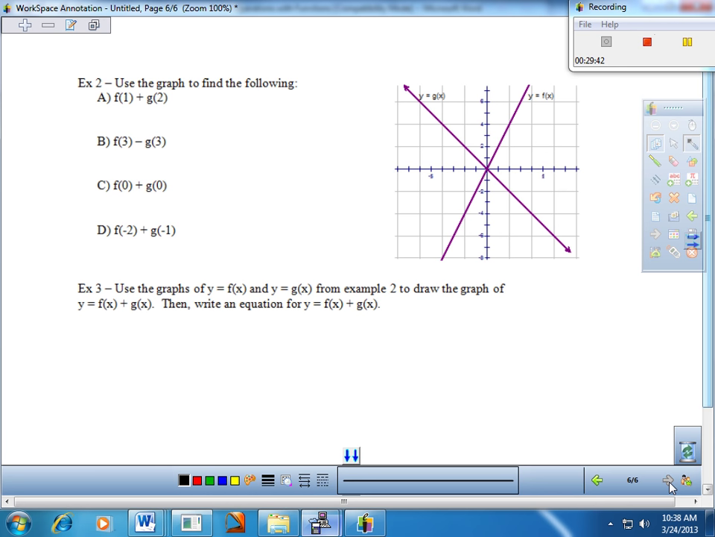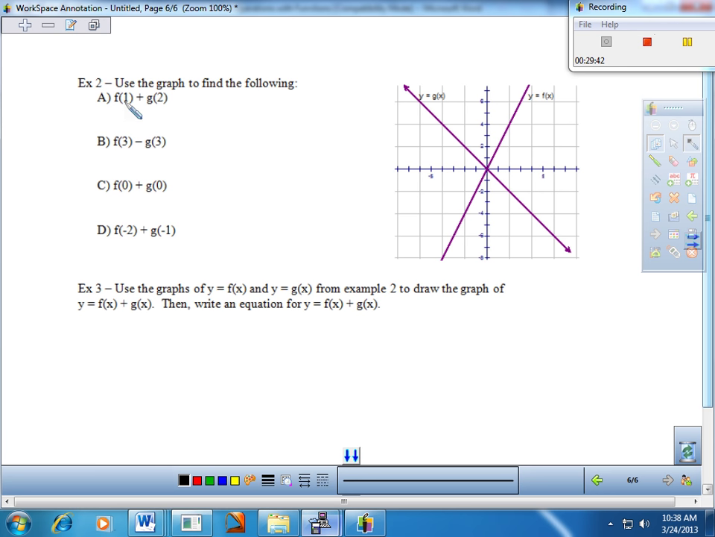So here we go, example 2, use the graph to find the following. So f of 1 plus g of 2. So I'm going to take a couple values and add them together. Not much of a huge issue. Let's just make sure we understand what this means. 1 is the input. 1 goes into the f function, and I get an output. Now, I don't have an equation for it. I have a graph for it. So remember, input, and we want the output.